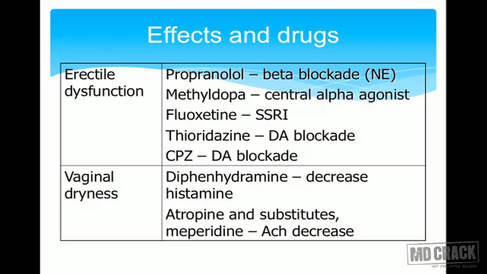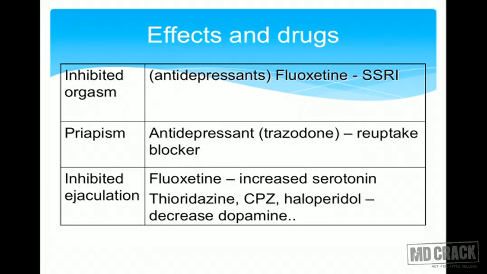Erectile dysfunction is produced by beta blockers. I hope you know this. Beta blockers on long-term use can lead to erectile dysfunction. Methyldopa can produce this. Obviously SSRIs can do this, and the dopaminergic blockers like thioridazine and chlorpromazine can also produce erectile dysfunction. Vaginal dryness is produced by diphenhydramine, which blocks histamine, and by atropine and atropine substitutes as well as pethidine, which decrease or oppose acetylcholine, so this can lead to vaginal dryness.